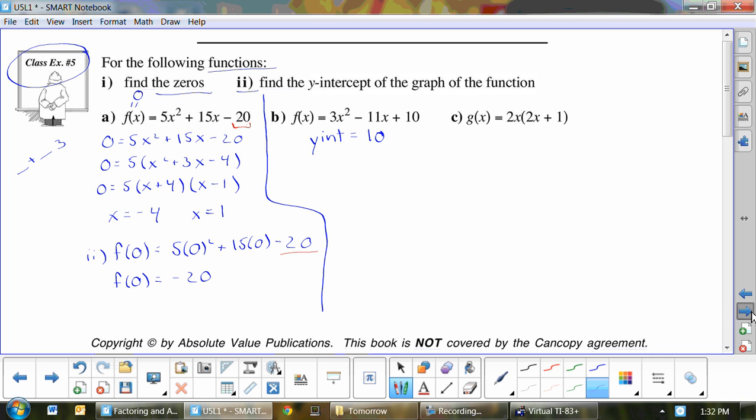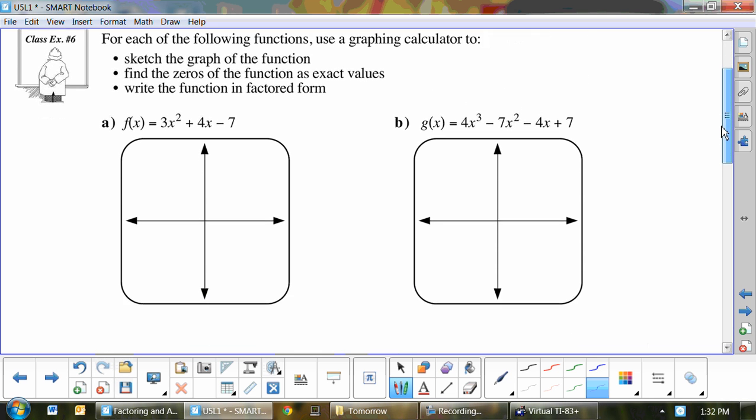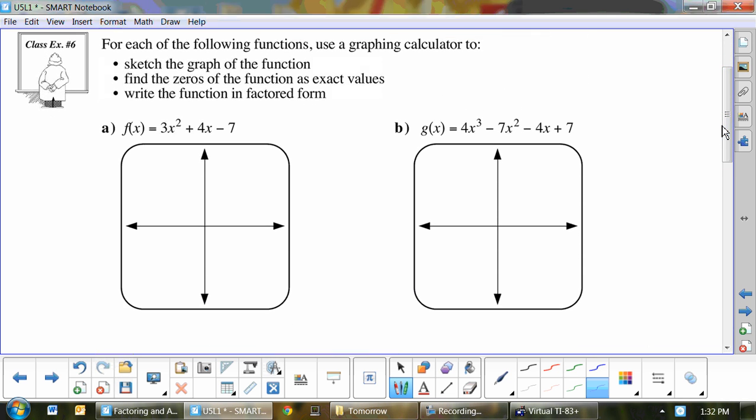Okay, so if we flip the page, we'll do one last example. So we're going to sketch the graph of the function. So in y1, we can put 4x to the third minus 7x squared minus 4x plus 7.